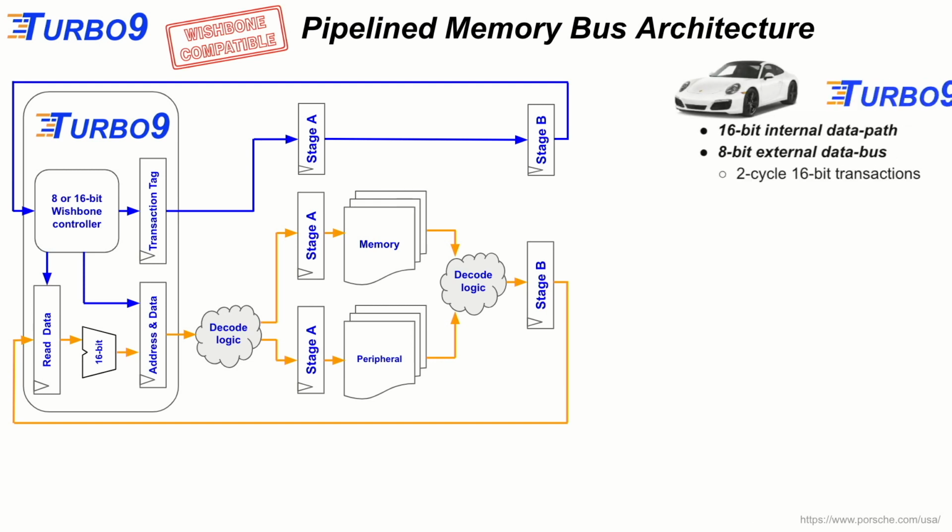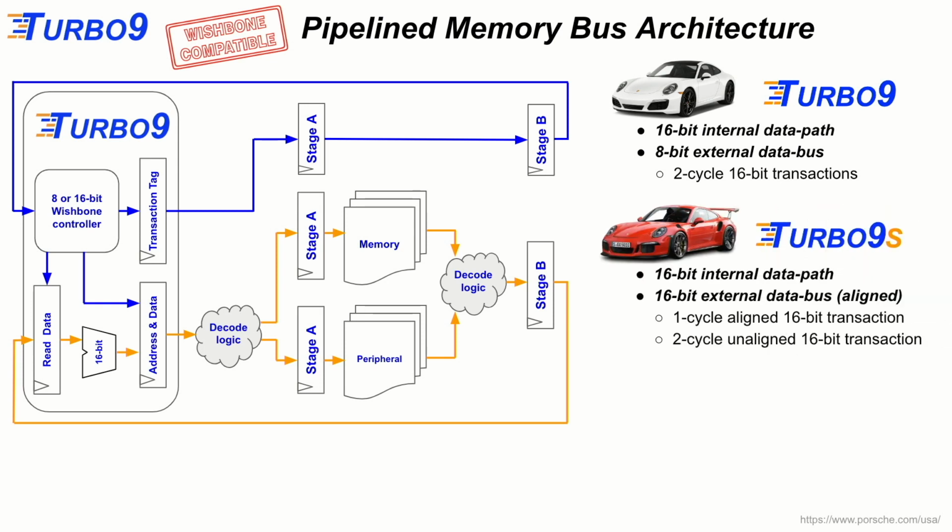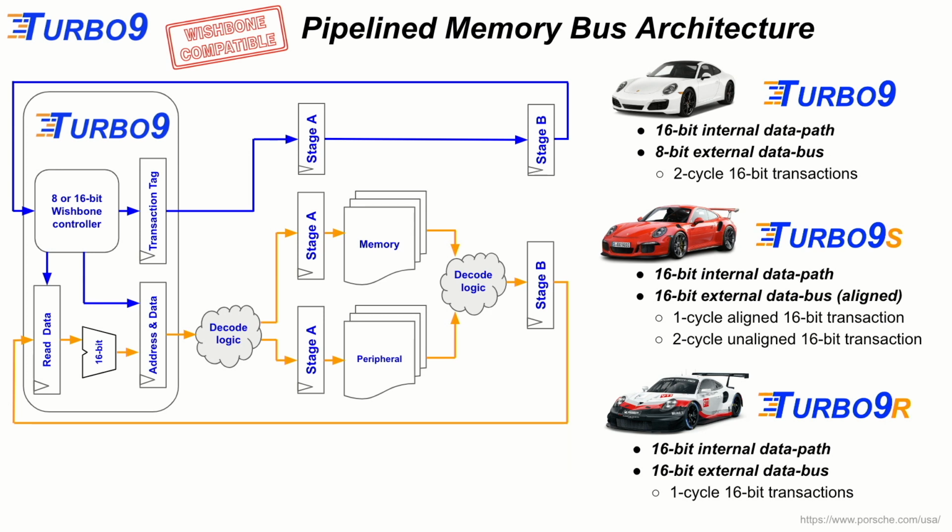Wishbone compatible. We offer it, like I said, in 3 different flavors. We've got the regular Turbo9 with the 8-bit external data bus. We've got the Turbo9S with the aligned 16-bit data bus, which will require 2 cycles for unaligned 16-bit transactions. And then the Turbo9R, which is our fancy racing version, and it's got 1 cycle 16-bit transactions.